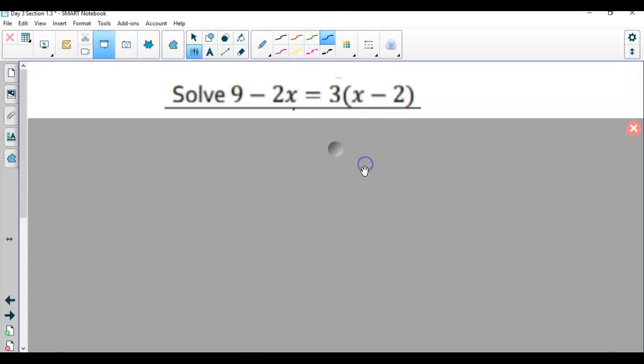Cover up my screen here. I have 9 minus 2x is equal to 3 times the quantity of x minus 2. Now, this one's a little bit more difficult because we have x's on both sides, on the left side and the right side of the equal sign.